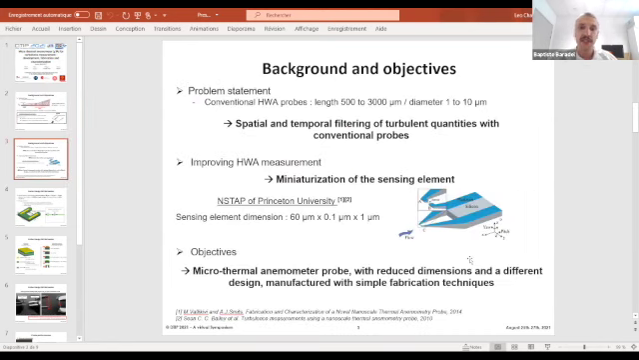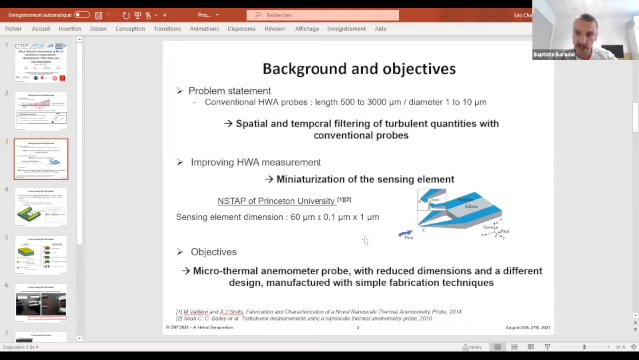The main problem of this type of probe is their dimension, too big compared to the turbulence at this scale. This can lead to spatial and temporal filtering of some measured quantities. According to works on hot-wire anemometry, the best way to avoid this filtering issue is to miniaturize the sensing element. Recently, Princeton University managed to build such a miniaturized probe with very thin dimensions for the sensing element, and this probe provides very encouraging results.